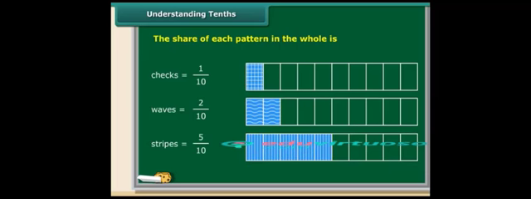In all these cases, we express the share of the patterned blocks to the total blocks as a fraction with denominator 10. Such fractions are called tenths. Thus, while one part is 1/10, 2 parts show 2/10, and 5 parts represent 5/10. 1/10 can be written as 0.1 in decimal notation, 2/10 as 0.2, and 5/10 as 0.5.